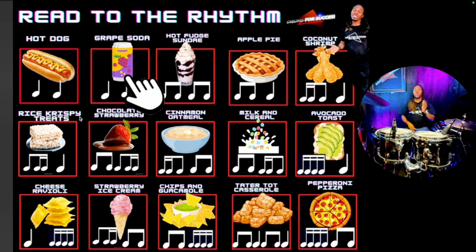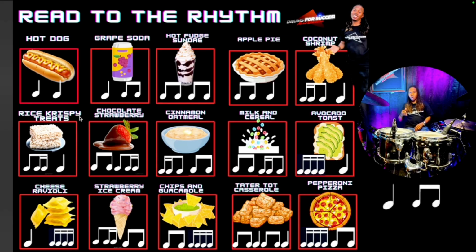Now, let's look at the next rhythm. We have grape soda. Now look at that. We have a quarter note, and then we have 2 eighth notes after it. Well, how do I know that there's an eighth note after it? Well, look, the quarter note doesn't look the same as the eighth note. You see that it's like 2 beamed together, right? Now, I know it's an eighth note because they're beamed together. Quarter notes are not beamed together. Eighth notes are going to be the ones that are beamed together.